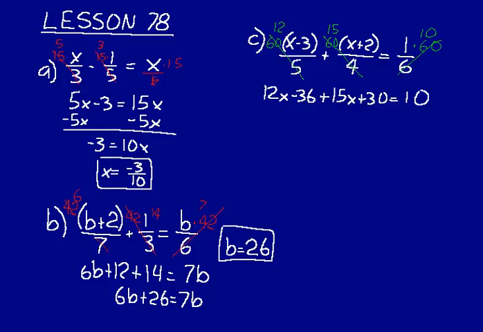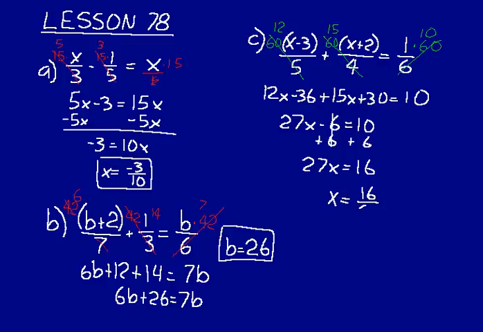Next, we'll simplify by adding like terms. On the left, we have 12x and 15x, so that'll be 27x. And then add the -36 and 30. That'll be -6 is equal to 10. Add 6 to both sides, and now we have 27x is equal to 16. We can divide both sides by 27. x equals 16 over 27. Now we can't reduce that at all, so we'll leave the answer like that.